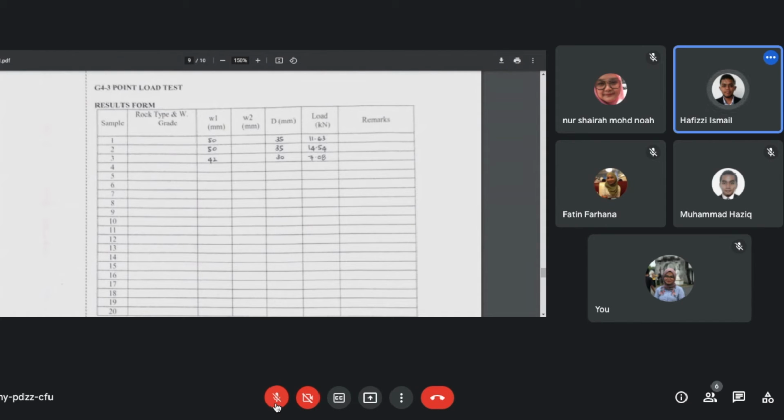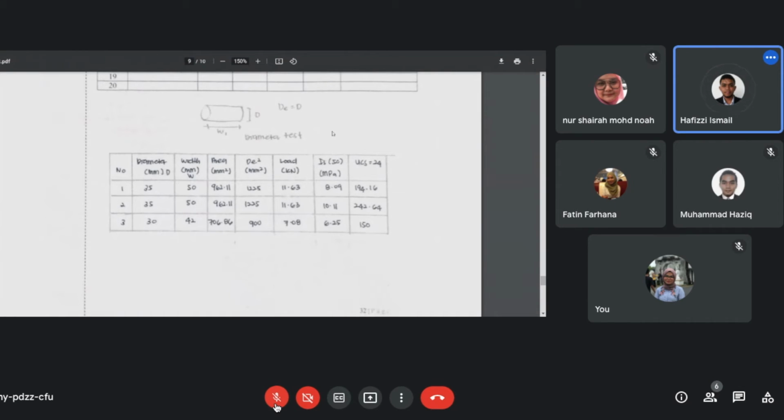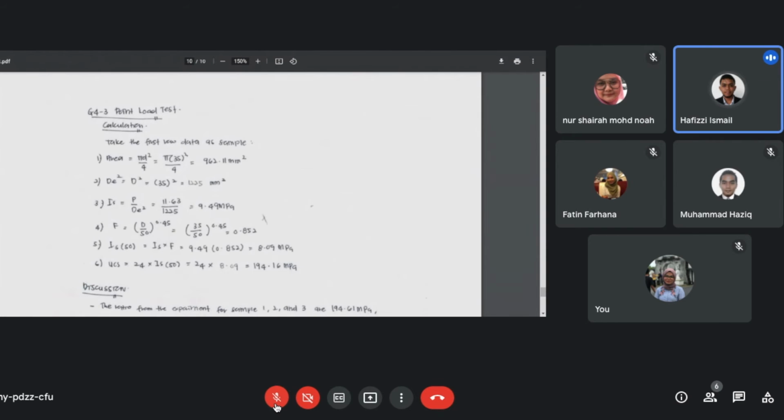Next, for the data, we have three given data, and we need to calculate area, DE square, IS, F, IS50, and then we get the UCS. For the first one, we must calculate the area. Let's say we take the first data as a sample, so we get 962.11. Then we calculate DE square, about 1225 mm square, and then IS, which is P over DE square, so we get 9.49 MPa.